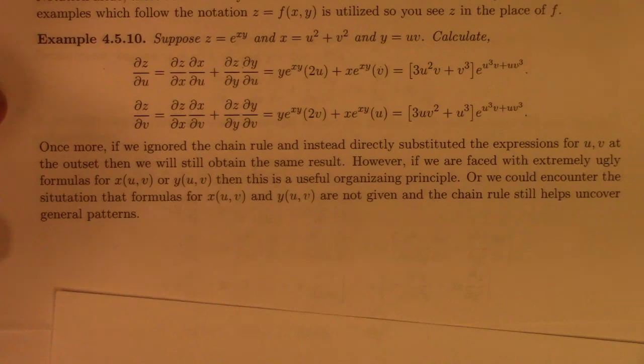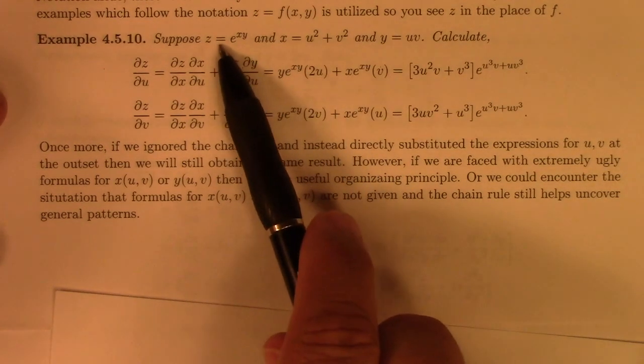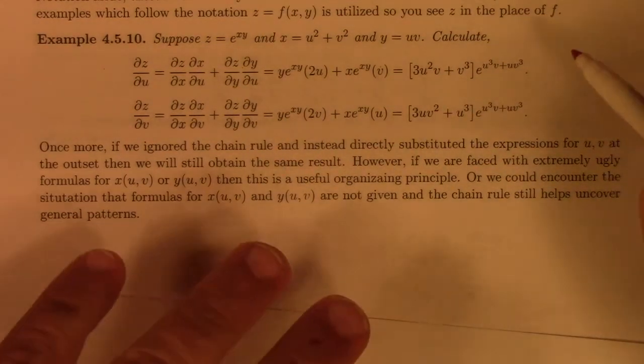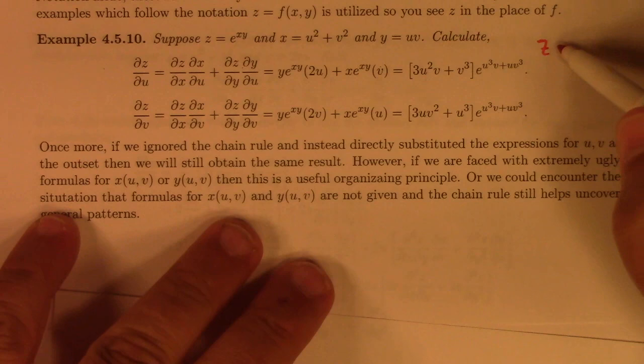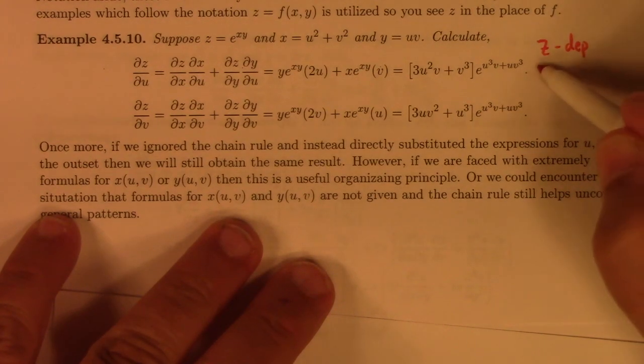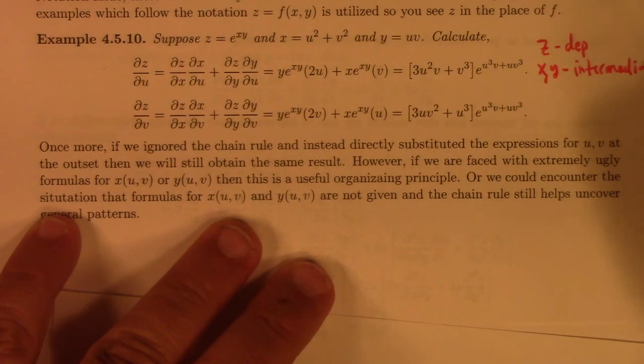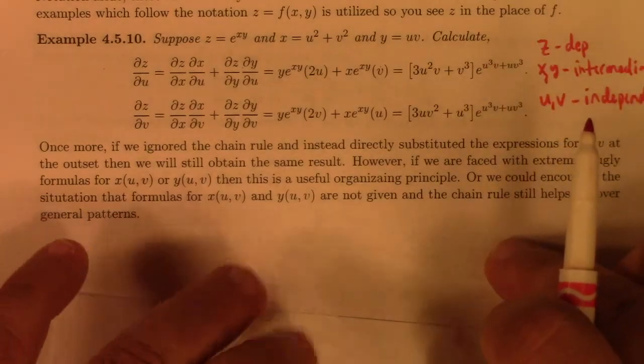So here we have z. We're thinking of z as the dependent variable. z dependent, x and y intermediate, and now u and v independent.